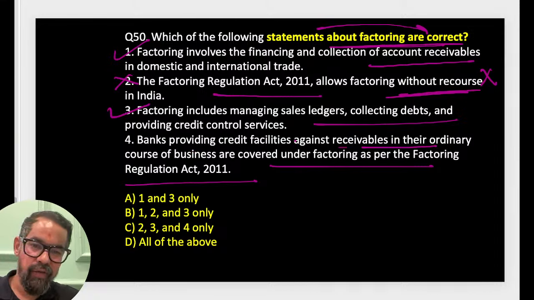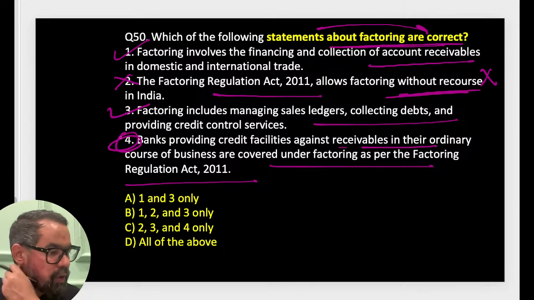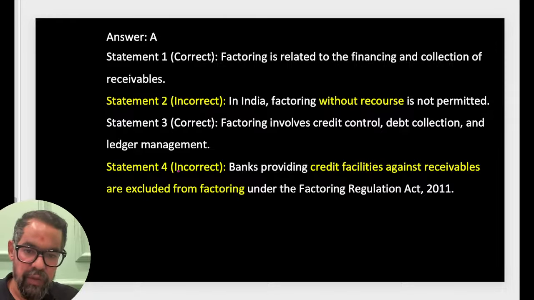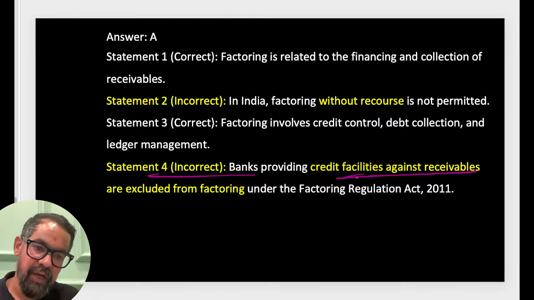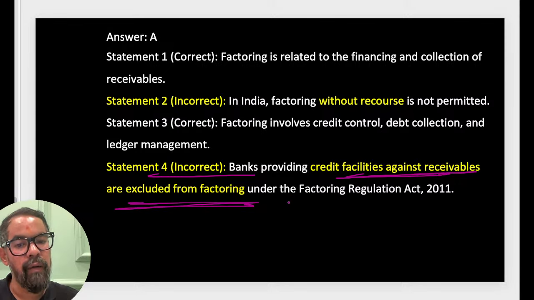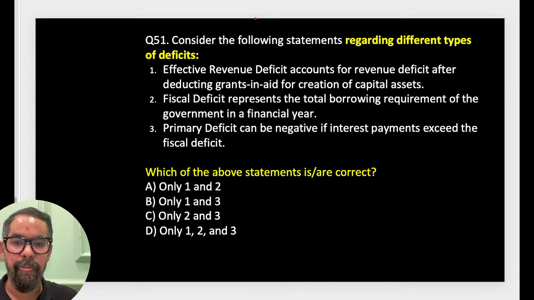Banks providing credit facilities against receivables in their ordinary course of business are covered. And this, I guess, should be wrong. Anyone who wants to answer this? Okay, Indra ma'am, Tanmay sir, everyone. This fourth statement, banks providing credit facilities against receivables are excluded from factoring under the regulation 2011. Yes. Okay, let's go to the next one.